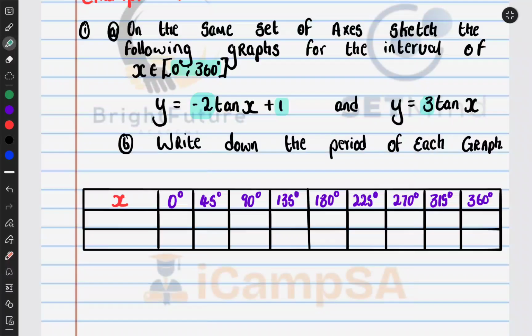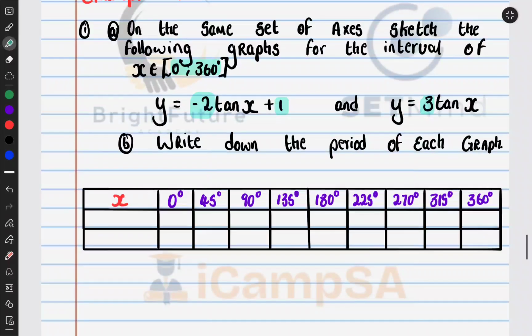And then we come here, this one just has a positive value of 3 as the coefficient of tan x, which is the value of a. It tells us that this one has been stretched from the x-axis by a factor of what? By a factor of 3. That is what that coefficient means there. It's not an amplitude.